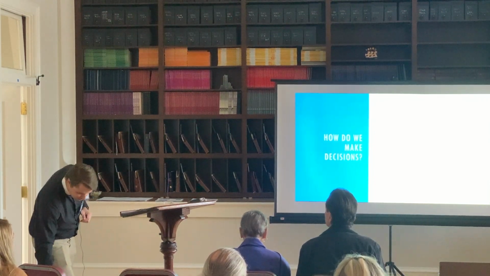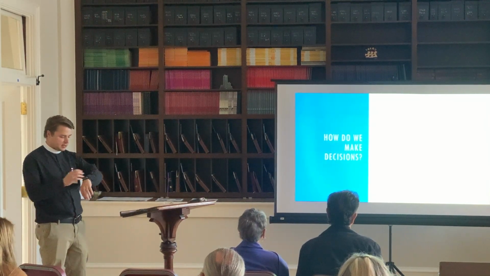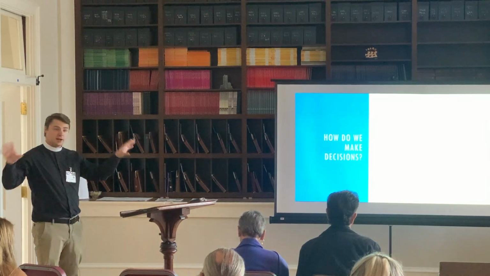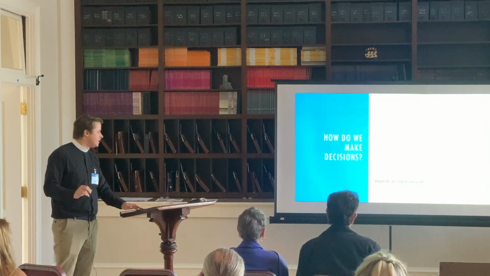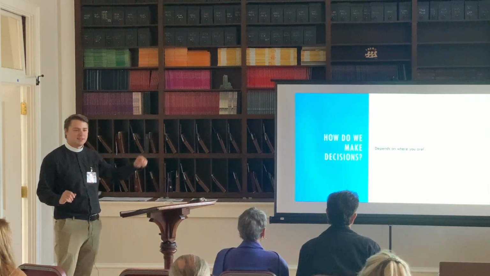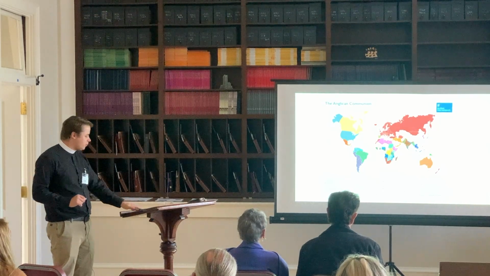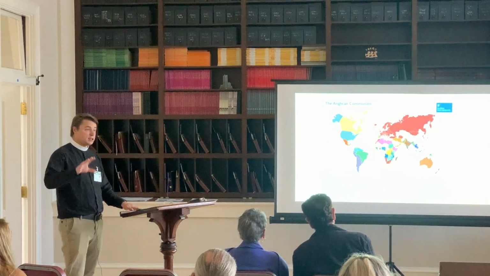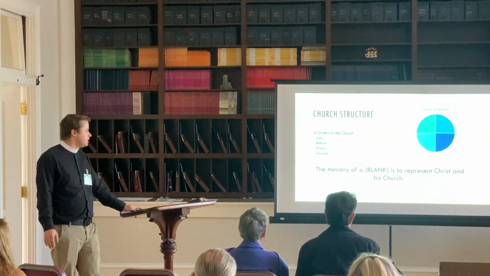It's a perfect segue. So I think to do this properly, we need to understand a little bit of the hierarchy of our own church. So again, we're going to look at this really quickly. It depends on where you are. That's how we make decisions. So we've got our 42 different provinces here, and each province has its own method of making decisions. So the Episcopal Church is unique.